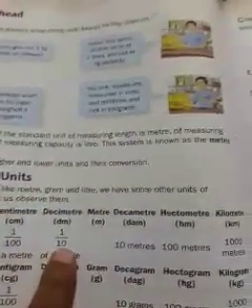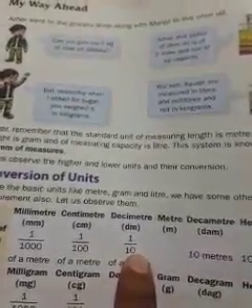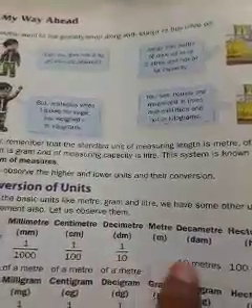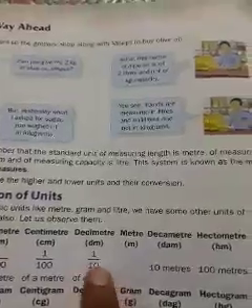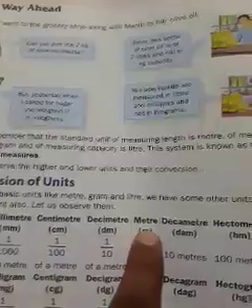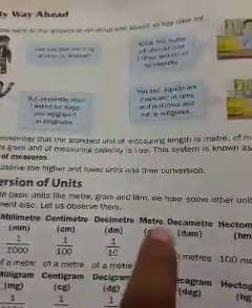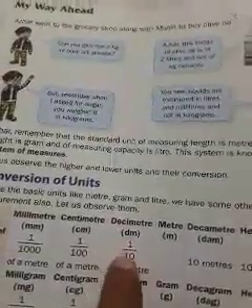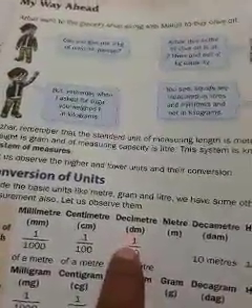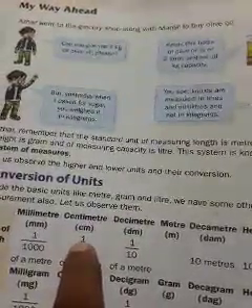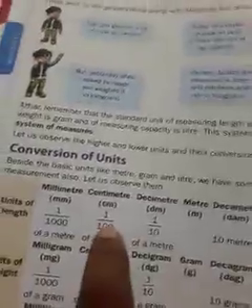1 decimeter is 1 by 10 of a meter. So which is greater, decimeter or meter? Meter is greater. So when you convert meter into decimeter, you are not supposed to multiply. 1 by 10 means you divide by 10. Similarly, centimeter. How many times? You have to move left side 2 times. That's why it is 1 by 100.